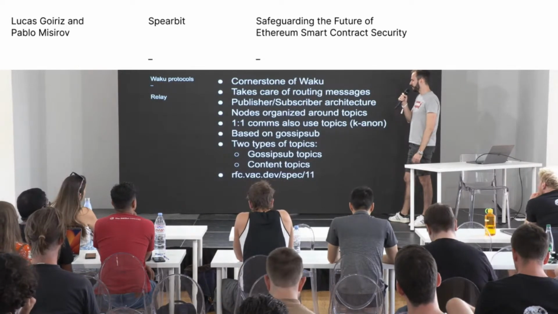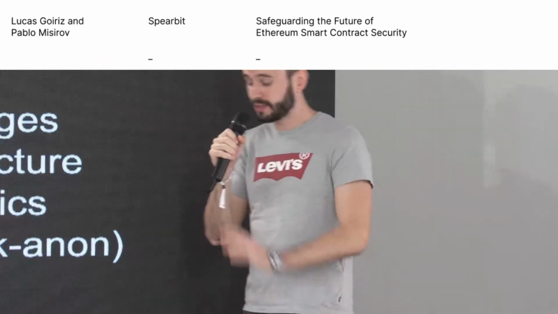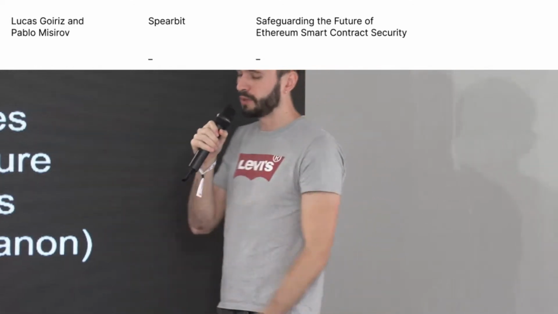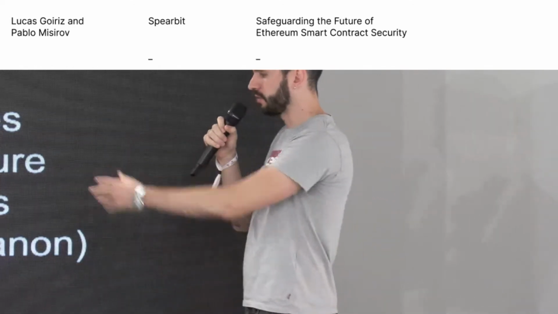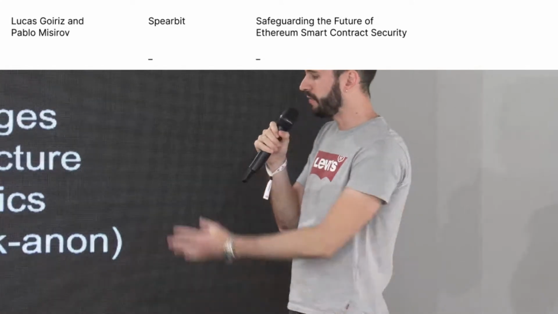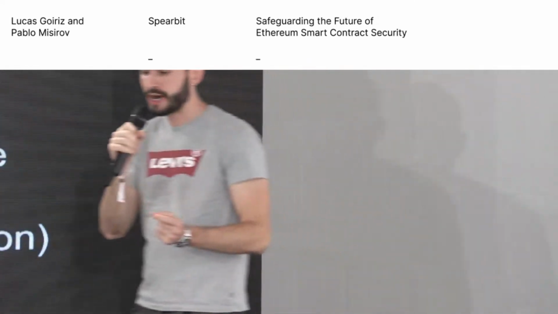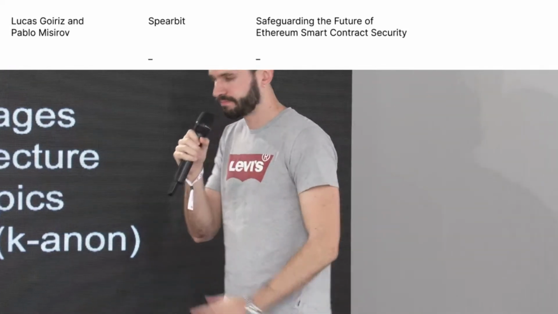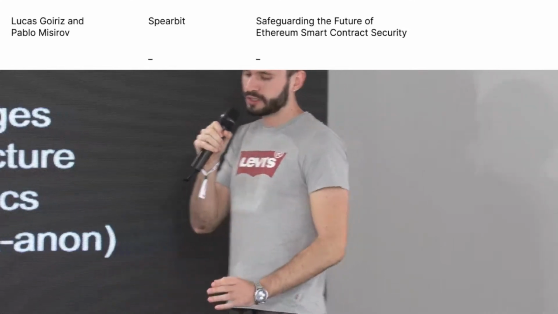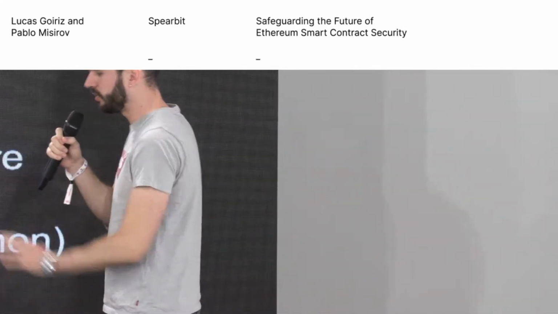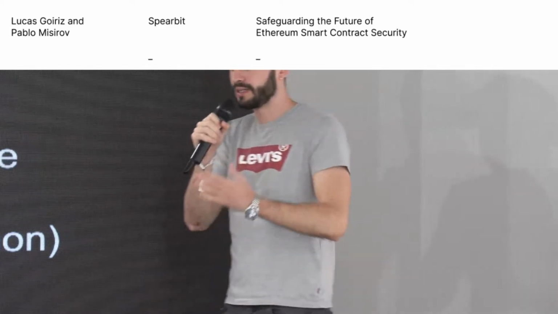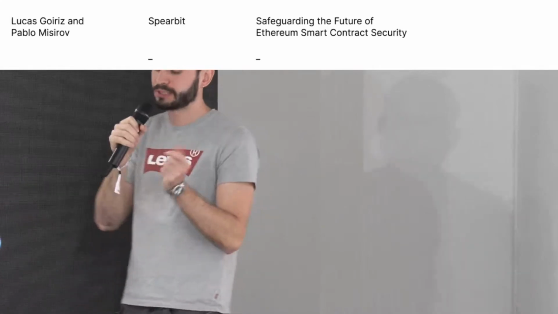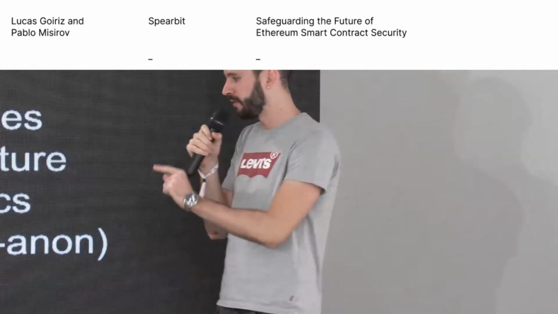So there are two types of topics. I think this is important to understand for the demo that I will do later. We have GossipSub topics, right, that are connected to the GossipSub protocol. And then we have content topics. The content topics are an abstraction that we have on top of the GossipSub topics so that it's more user-friendly. So long story short, we will remove GossipSub topics in the future, and then the user will only see the content topics. And the node will handle under the hood all the subscriptions and unsubscriptions from the GossipSub topics.